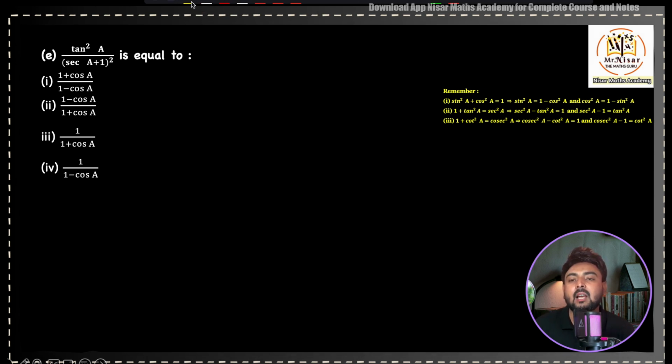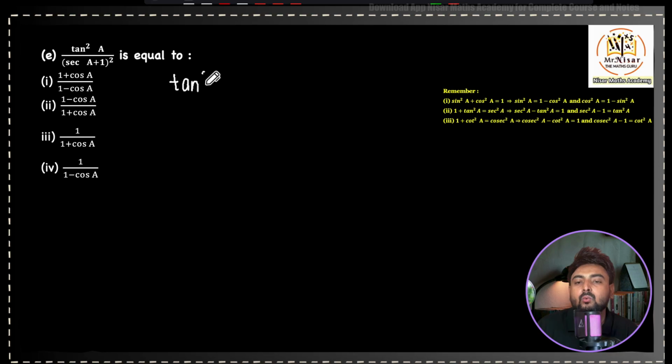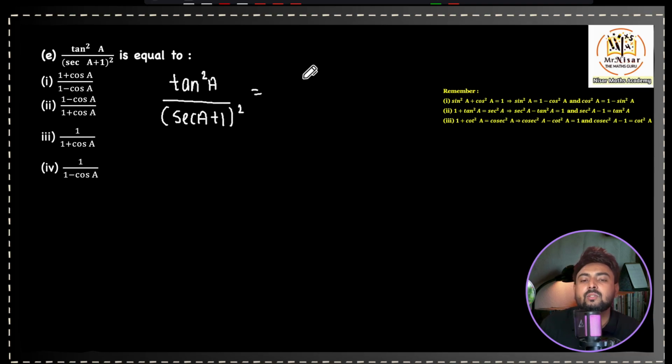We have the last question here in the MCQ part, that is tan square A upon sec A plus 1 whole square. Now children, if I see all the options, they are in cos. So somewhere we have to convert this into sine and cos. And 90% of the questions in trigonometry can be solved by converting into sine and cos. Tan square A means sine square A upon cos square A. Tan means sine by cos.